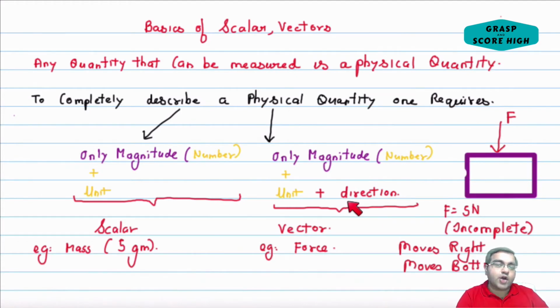So any physical quantity which requires a magnitude and unit for complete description is called a scalar, and which requires magnitude, unit plus direction for complete description is called a vector.